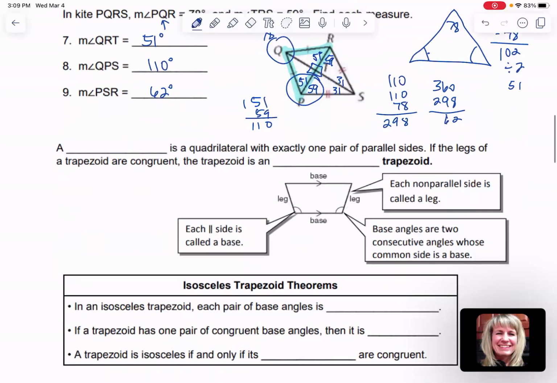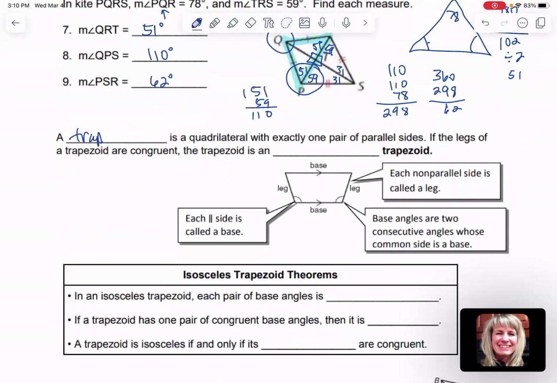Okay, a trapezoid is a quadrilateral with exactly 1 pair of parallel sides. Not both sets of opposite sides are parallel, just one set are parallel. So in this picture right here, we've got this side is parallel to this side. The other 2 sides that are not parallel are called the legs of the trapezoid. If those legs are congruent to each other, then it's called an isosceles trapezoid, similar to an isosceles triangle, but it's a trapezoid instead. So you're going to see trapezoids drawn different ways. You'll see them looking like this.